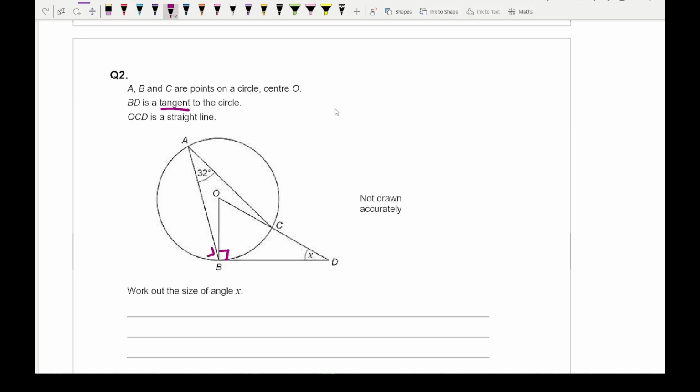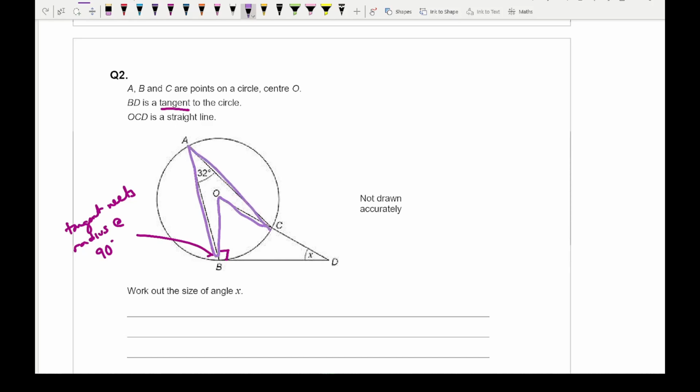And again, you don't need to write the reason, but I'm just going to do it anyway. So tangent meets the radius at 90 degrees. So that's why that's 90. I can then also see an arrowhead. So here is my arrowhead.